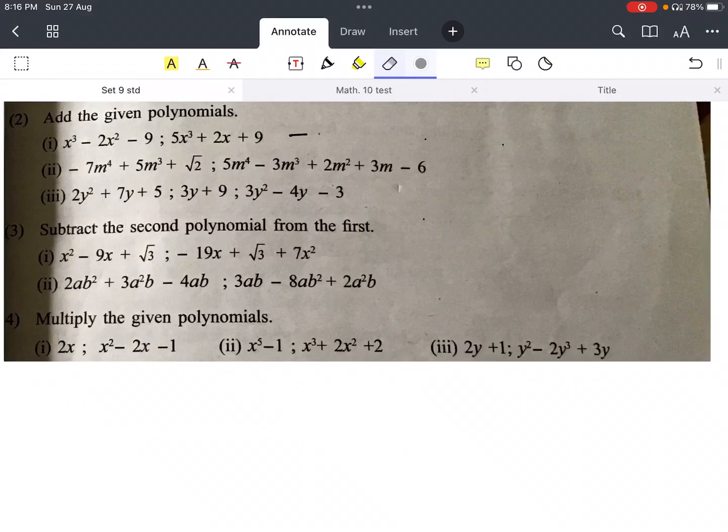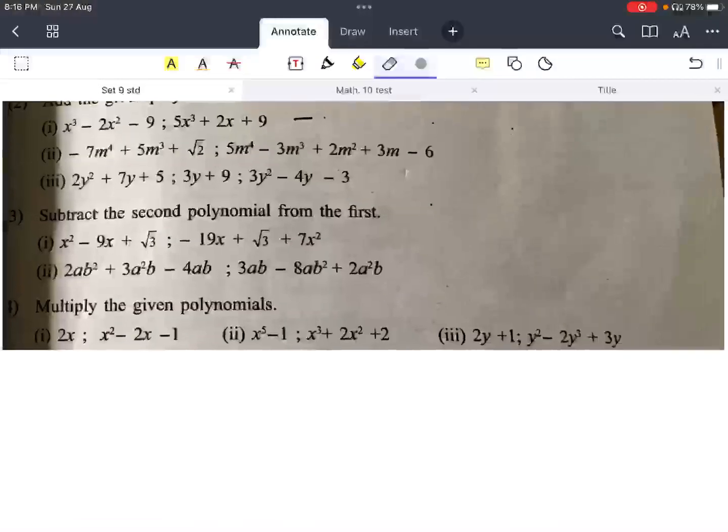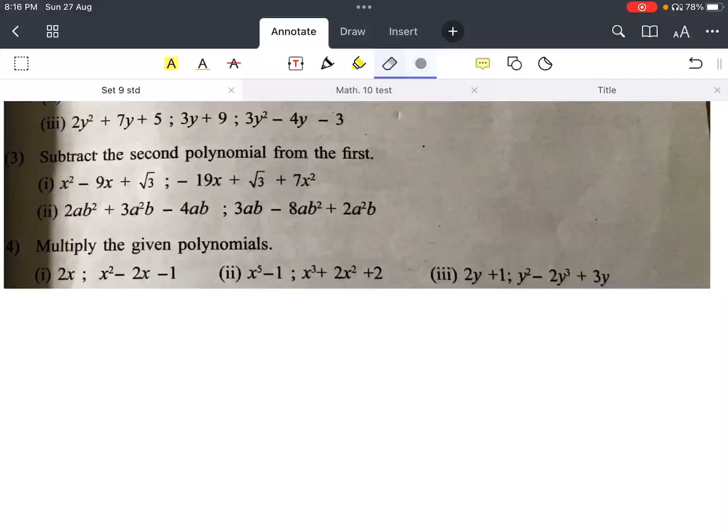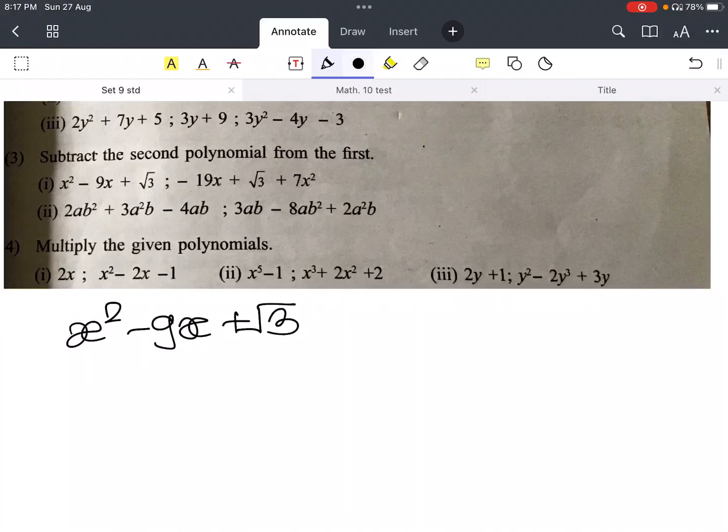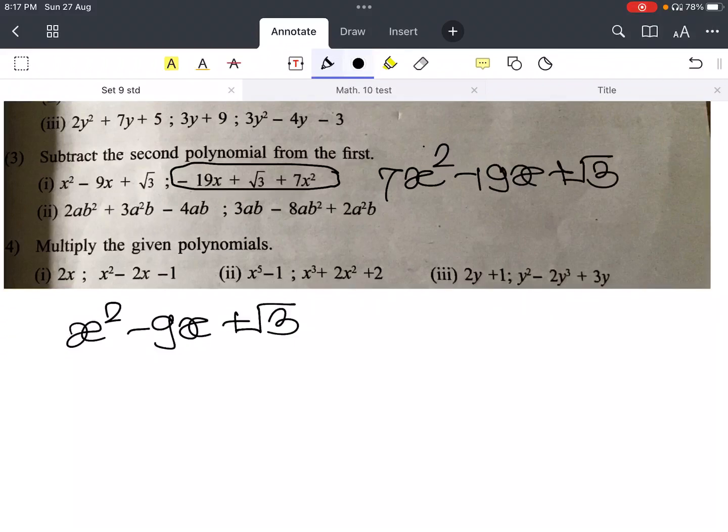So just write down here, subtract the second polynomial from the first. Okay, from first poly means we have to write the first polynomial, x square minus 9x plus root 3. Then just look into that. This is not in a standard form. So first of all, convert it into the standard form. 7x square minus 19x plus root 3. This is your standard form.